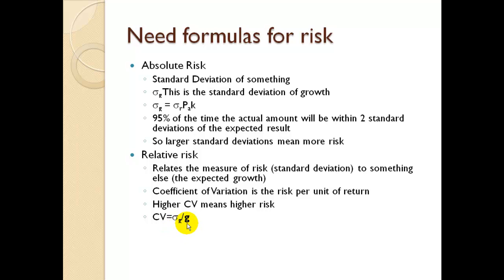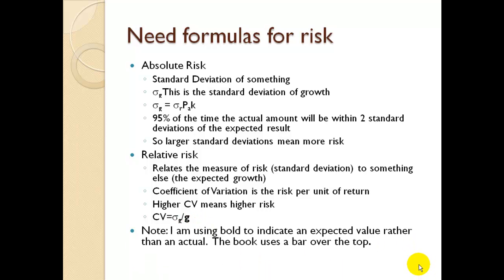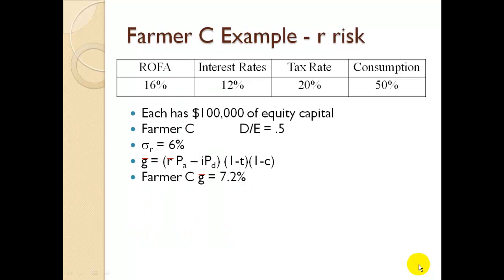Here, I put the expected growth in bold, and a lot of times I'm going to put it in bold and red rather than putting the bars above it because I think it's a little bit easier to see. And that just says what we did. So farmer C, our example again, I've still got the bars here just so that you remember that it's expected growth and expected return on assets we're using.